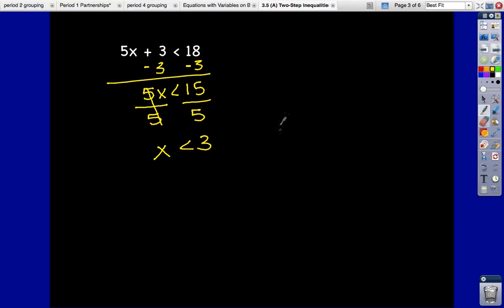I'm not going to graph these solutions anymore because I know you guys know how to graph them. Just remember that when it's less than or greater than, we just use an open circle. But if there was less than or equal to or greater than or equal to, we use the closed-in circle, if that was the case. So we'd use that for signs like this, and we use the open for signs like this.